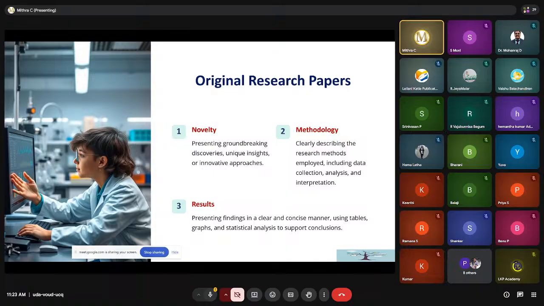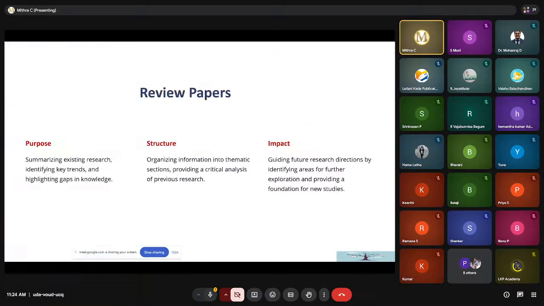Second thing is about methodology. How clearly are you describing the research methods? For example, what is the data collection? What is the analysis? For example, you might have collected the data in real time. That is one kind of novelty. And the results have to be provided in a very clear and concise manner, visualized in the form of a table, or any other statistical report has to be attached to the paper. So this is how the original research paper should be. Followed by that, we have the review paper.